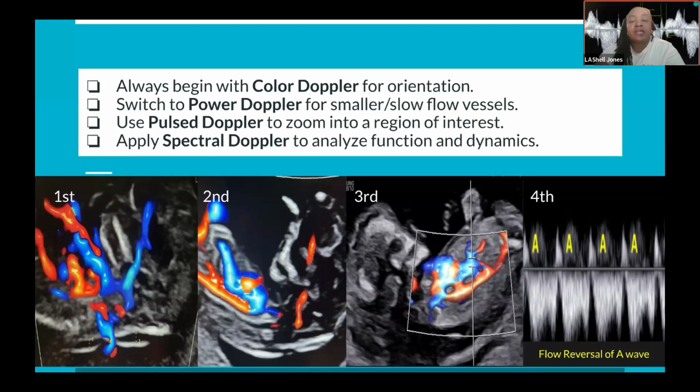From there, you're going to apply your pulse Doppler. You can see the sample gate here. And then hit set or run, and that's where you'll have this spectral Doppler waveform. And you see in this particular case, there was flow reversal of the A wave of the ductus venosus.